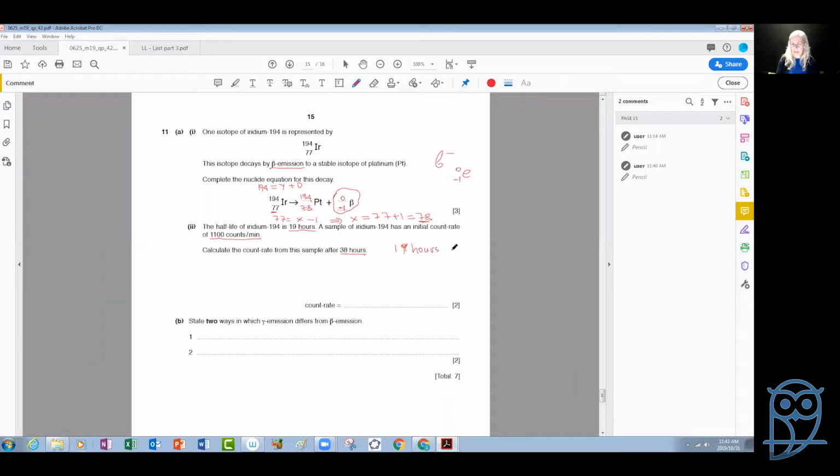19 hours is the half-life. And already we can see that 38 is double the 19. So 38 hours is double 19. In other words, 38 hours corresponds to 2 half-lives, because if we can't see it, you could just divide it to make sure. This is 2, means 2 half-lives.